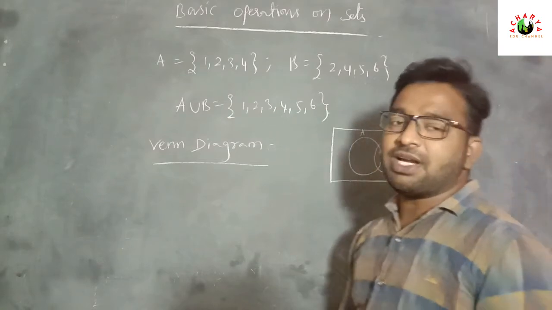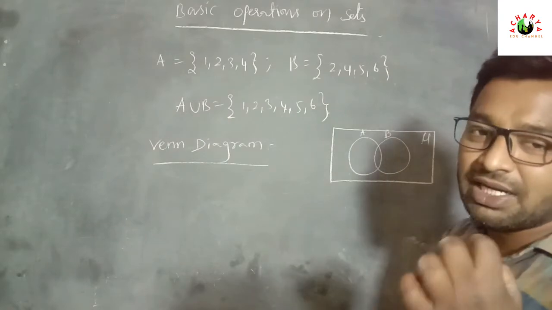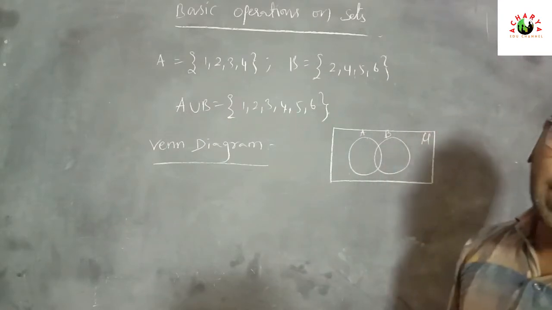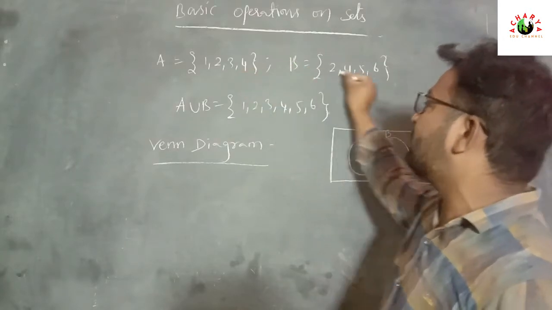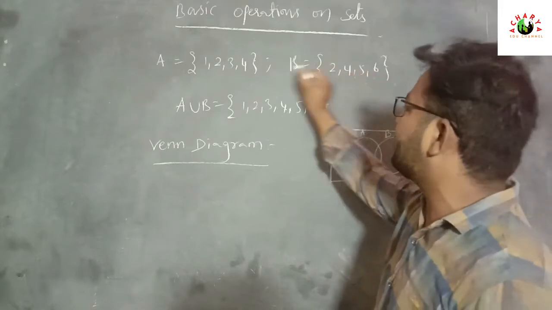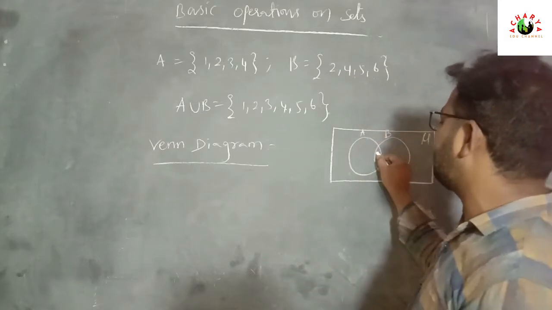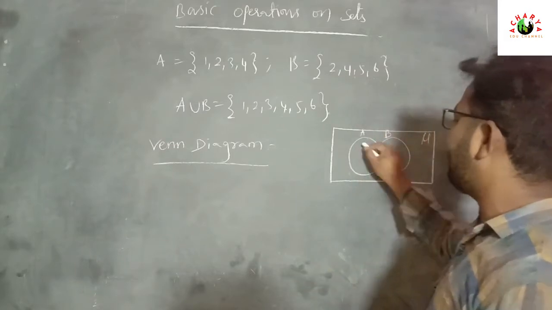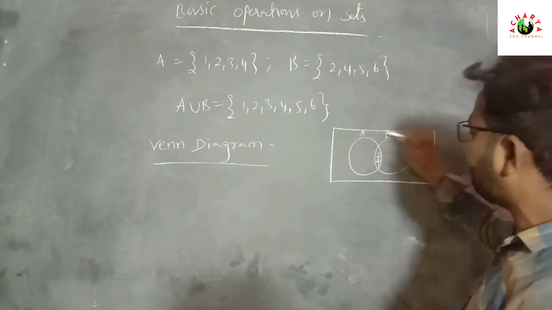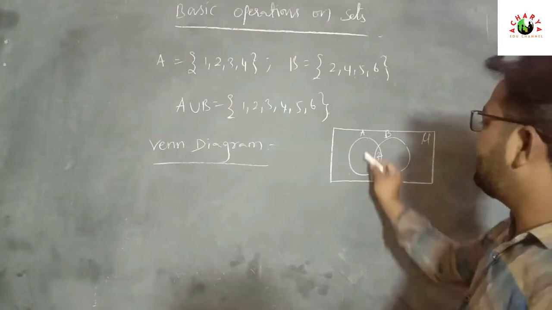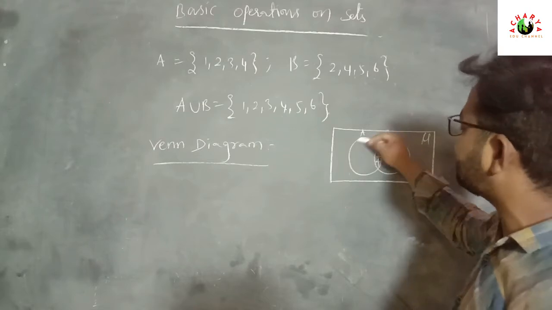When we are drawing this Venn diagram, first we write the common elements of both. Which are the common elements of both? Here, 1, 2, 3, 4 and 2, 4, 5, 6. Here 2, 4 is common for both sets. So we write the common elements in the middle of A and B. 2 and 4 are common for the A set and the B set. In the A set, 2, 4 is completed.